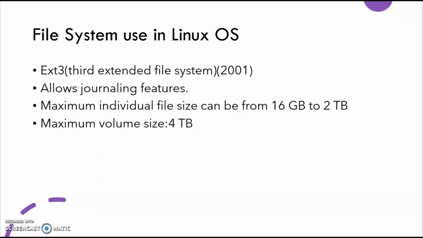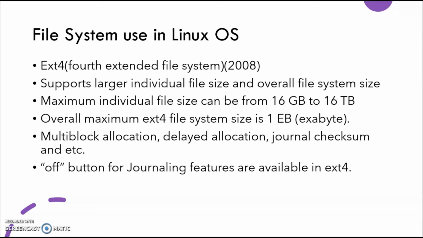So the maximum individual file size that can be stored in ext3 can be from 16 gigabytes to 2 terabytes. The maximum volume size for ext3 would be 4 terabytes.